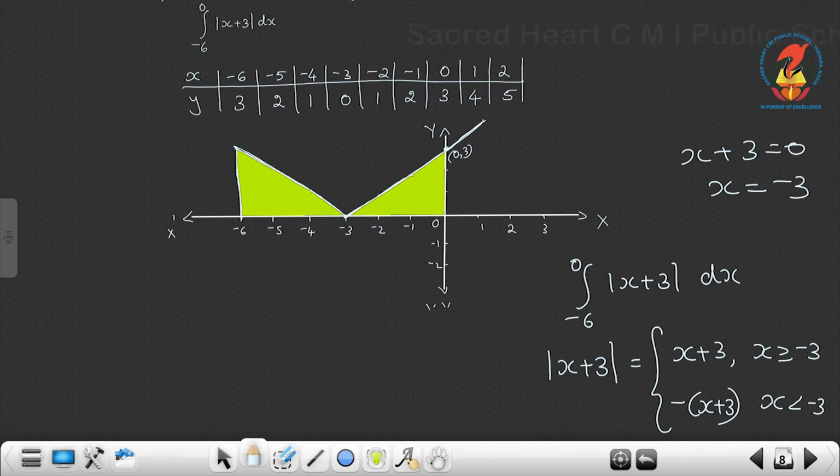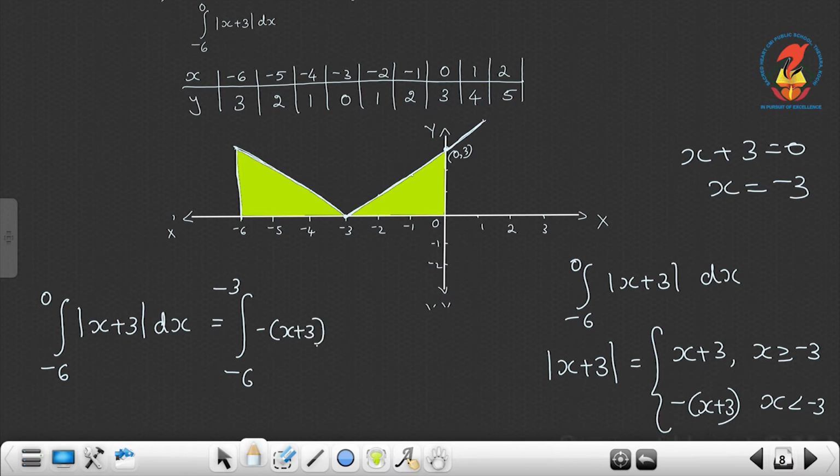So, in this way we can redefine this. Okay. Now, we can do integral -6 to 0. So, directly we can't integrate, you have to write like this. This you studied in the last chapter, integrals. So, we can write integral -6 to 0 mod x plus 3 dx. We can write as -6 to -3, that is minus x plus 3 dx plus -3 to 0, x plus 3 dx.